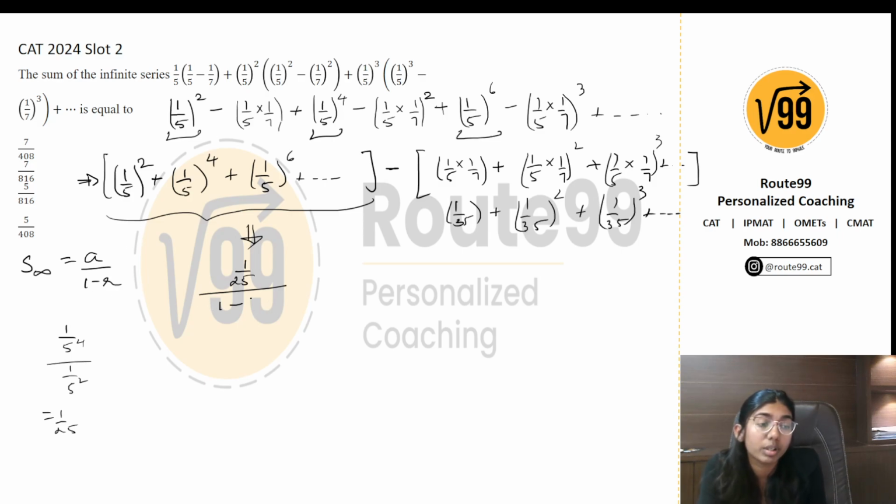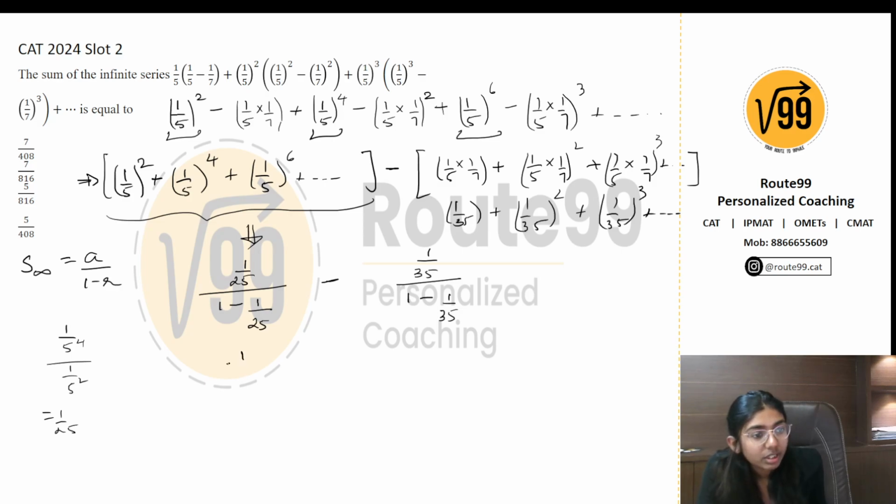So A upon 1 minus R will be 1 upon 25 divided by 1 minus 1 upon 25. Similarly here, the first term is 1 upon 35 upon 1 minus R. Again, if you divide 1 upon 35 square by 1 upon 35, you are going to get 1 upon 35, so the common ratio is again 1 upon 35. Now let's just take LCM and solve it.